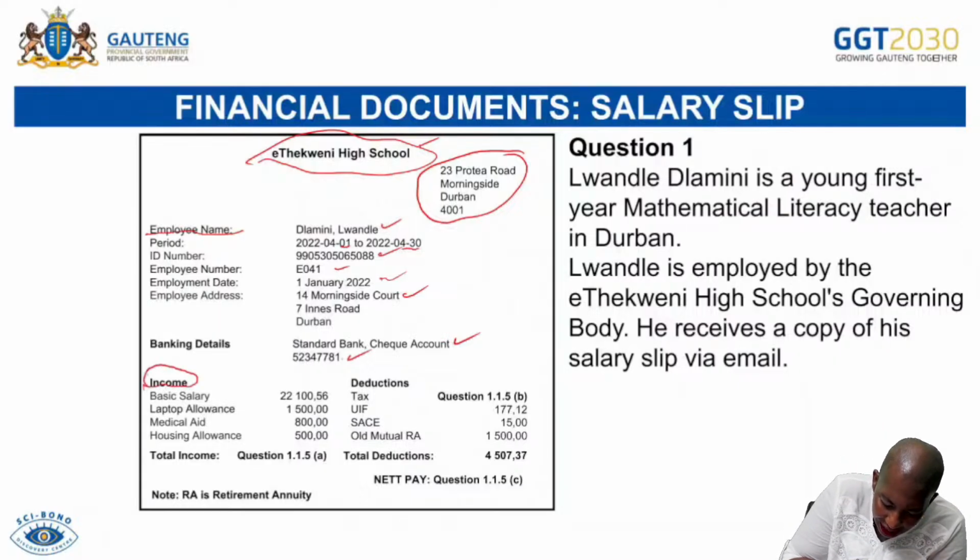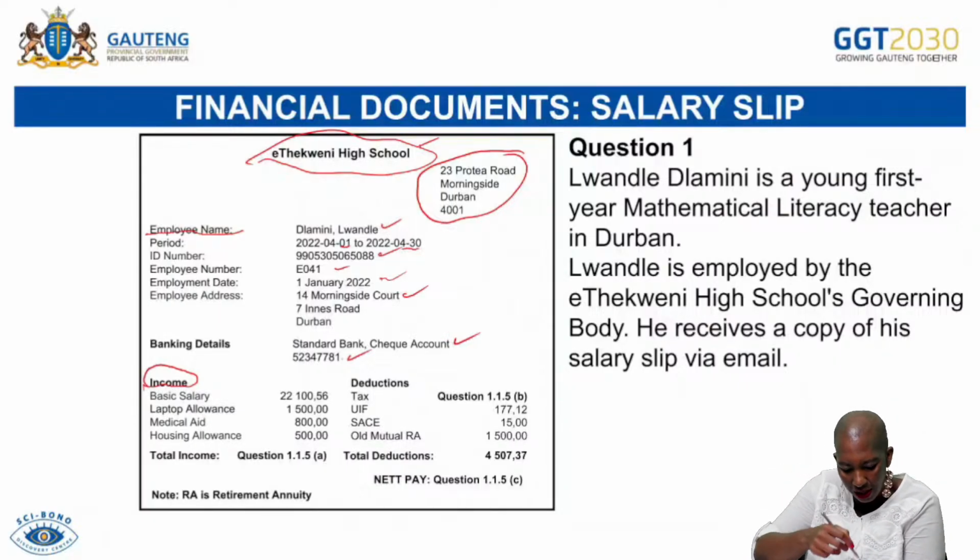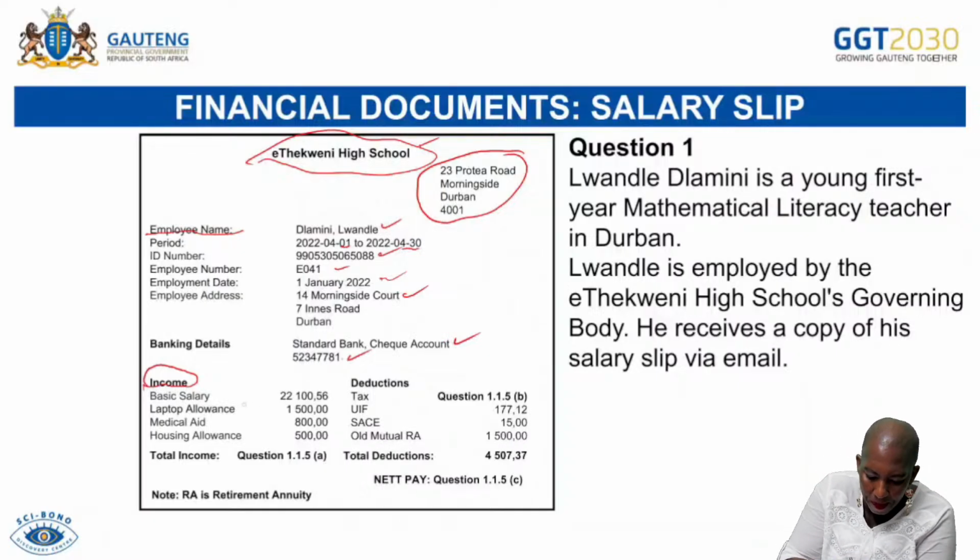It says income. Income is what is coming in as salary, the amount of money that this person is getting before deductions. Now, this is the basic, the gross income. So now when you have a look here, we have the basic salary, and then they have a laptop allowance.